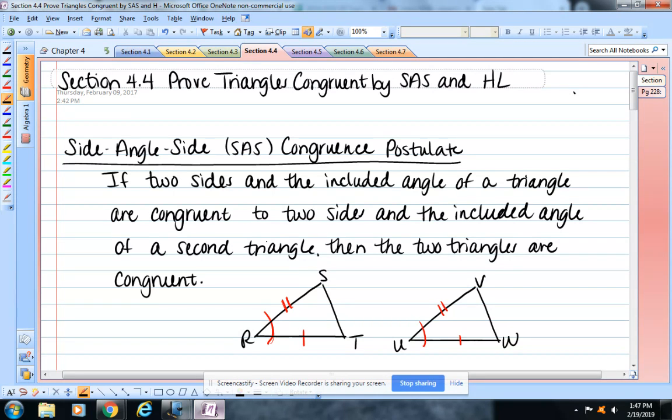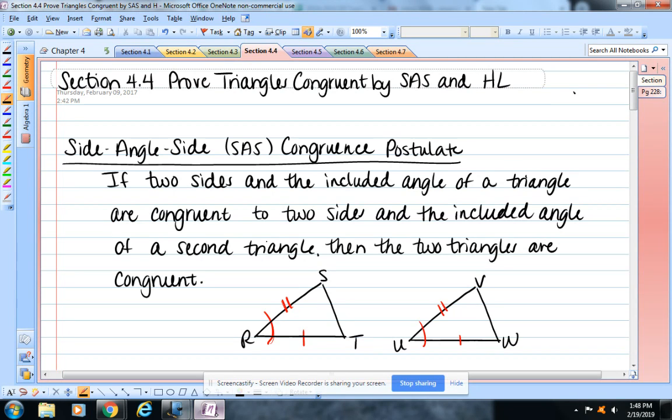Now, over here on the side of my board, I'm writing a list of everything as we cover them, everything that we can use to show that triangles are congruent. Okay, you're going to need to know all of these. So, if you want to keep a separate sheet of paper in front of your notebook or in front of your notes, somewhere so you can keep your list, that would be helpful.